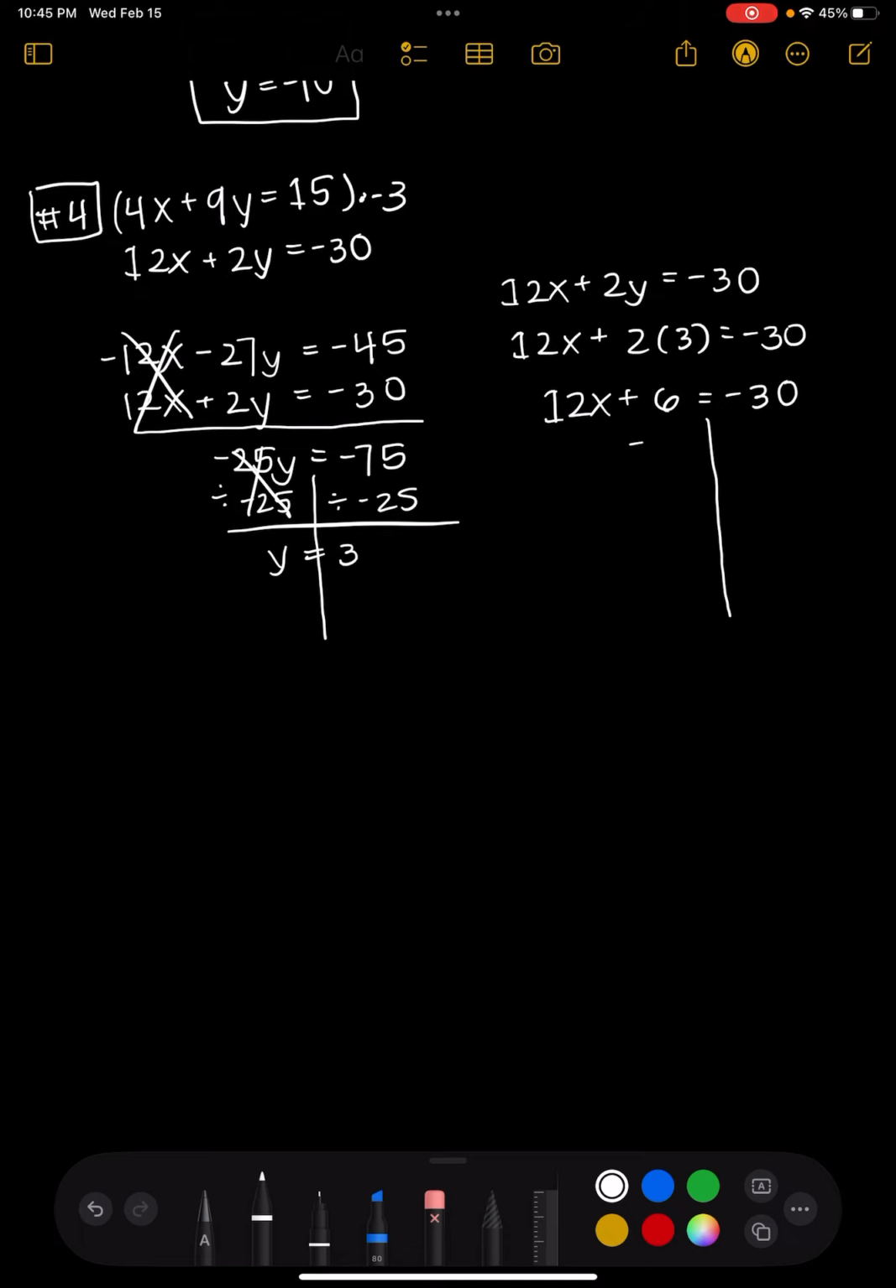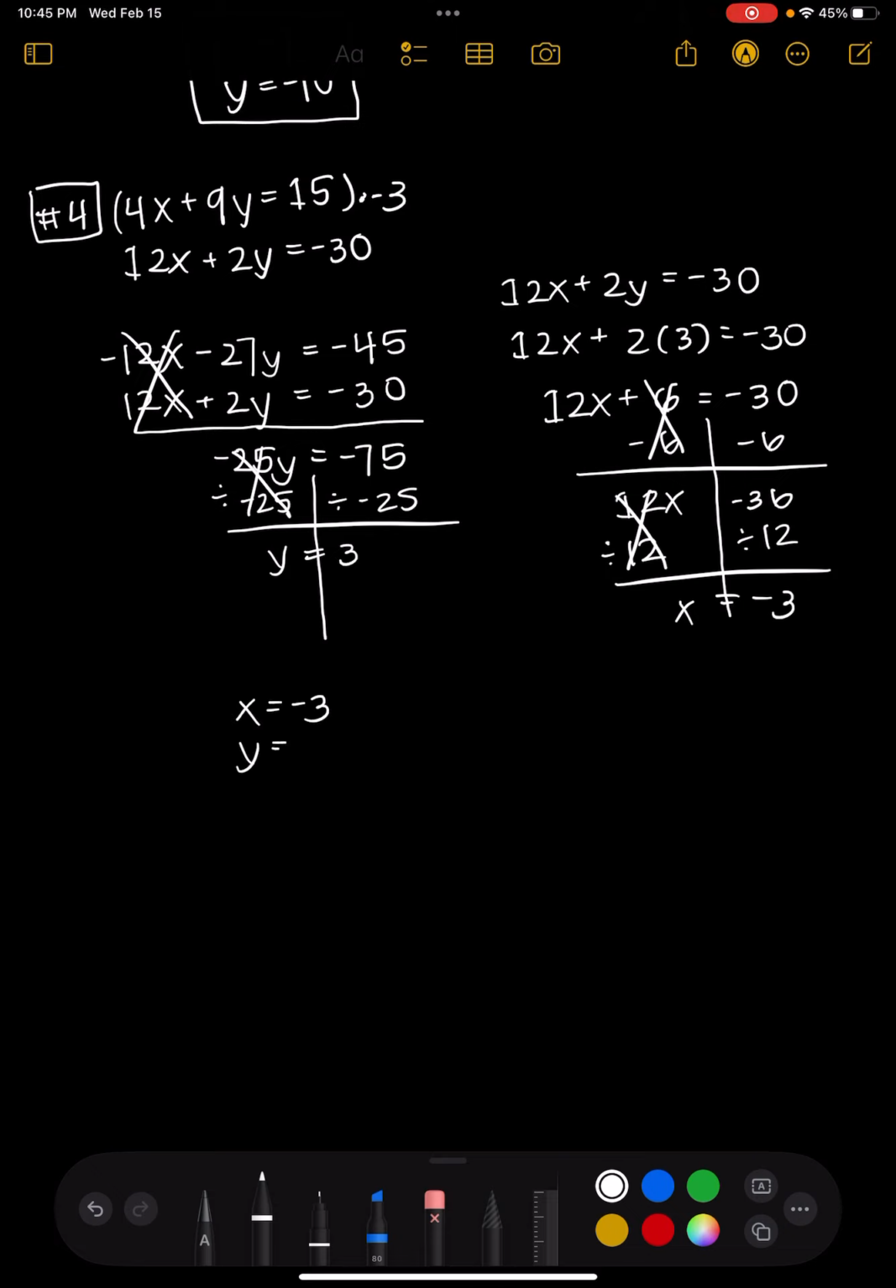Then subtract 6 from each side. The 6's cancel out over here, so I'm just left with 12x. Negative 30 and negative 6 give me negative 36. And then we still want to get rid of the 12, so to get rid of the 12, we divide by 12 on each side. The 12's cancel out on the left side. We're just left with x over here. And then negative 36 divided by 12 gives me a negative 3, which means that x is equal to negative 3 when y is equal to positive 3.